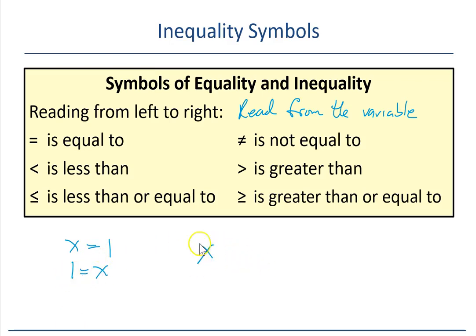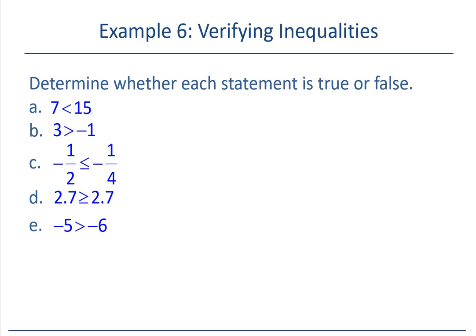Well, let's look at the next one. x is less than 1, okay? That sounds fine. But I could also put it this way, 1 is greater than x. Notice if I flip this, that says the same thing, okay? So reading from the variable makes a little bit more sense. x is less than 1. Okay, so that's how come I say read from the variable. So let's go over here to the next one.